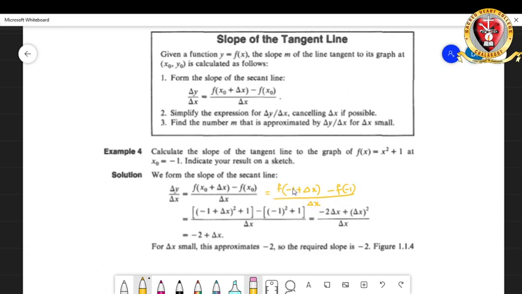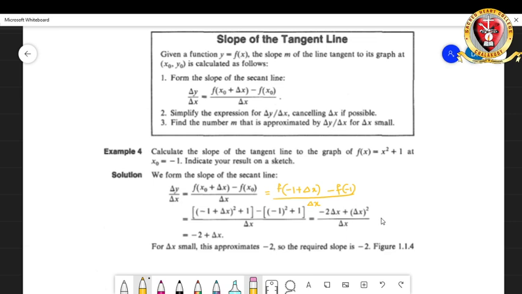Then substitute. Instead of x, substitute minus 1 plus delta x the whole square plus 1, that is the first term, minus f of minus 1. Instead of x, you put minus 1, that is minus 1 the whole square plus 1, the whole divided by delta x. When you cancel and simplify it properly, you will get minus 2 into delta x plus delta x the whole square divided by delta x.